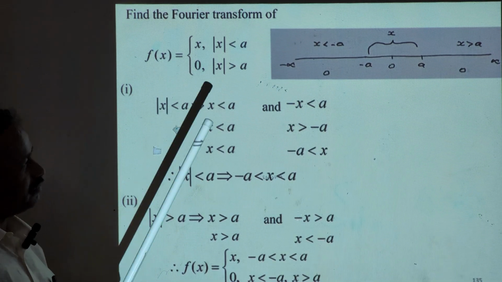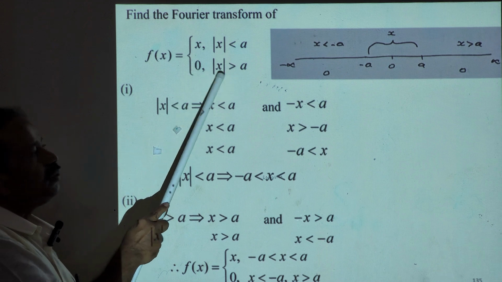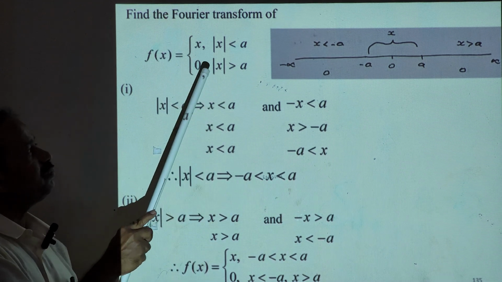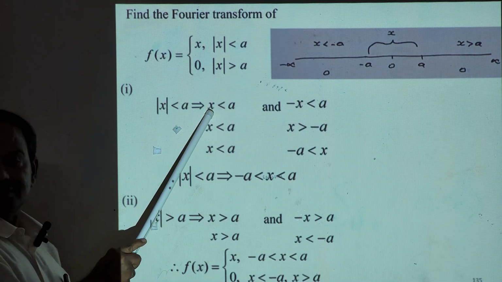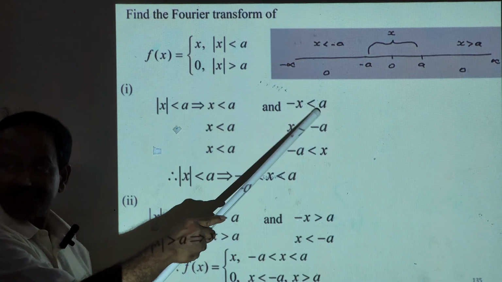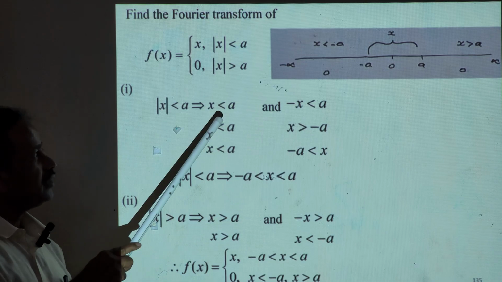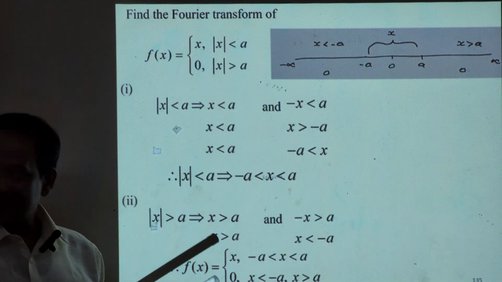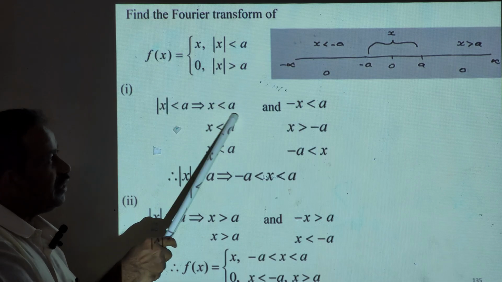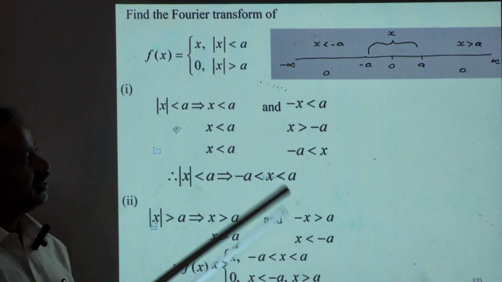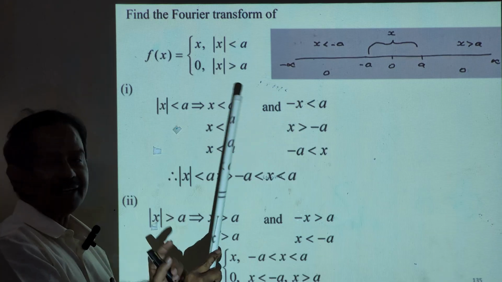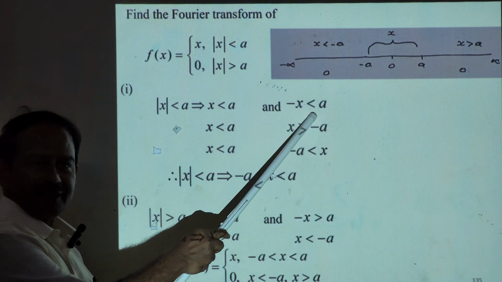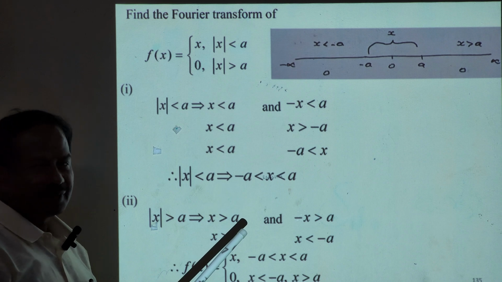That's the trick that is given, but we will solve it. And 0 when mod x is greater than a. Now just remember, as I said just now, x is less than a or minus x is less than a. Correct? Mod x means either x or minus x. So x less than a or minus x less than a. If minus x is less than a, we can remove the minus sign: x is greater than minus a. Correct? x is greater than minus a.